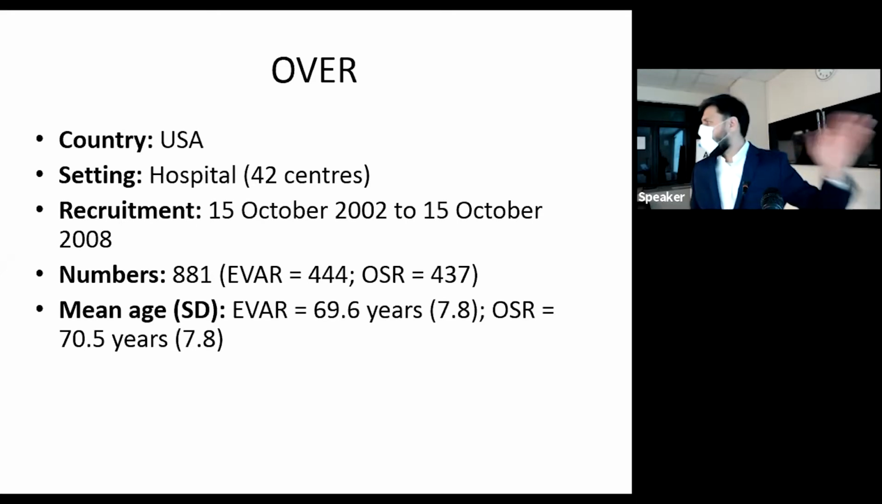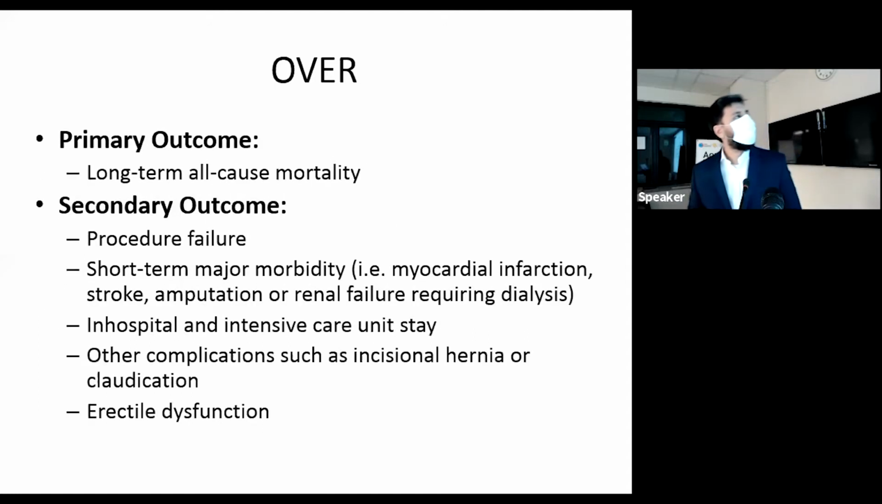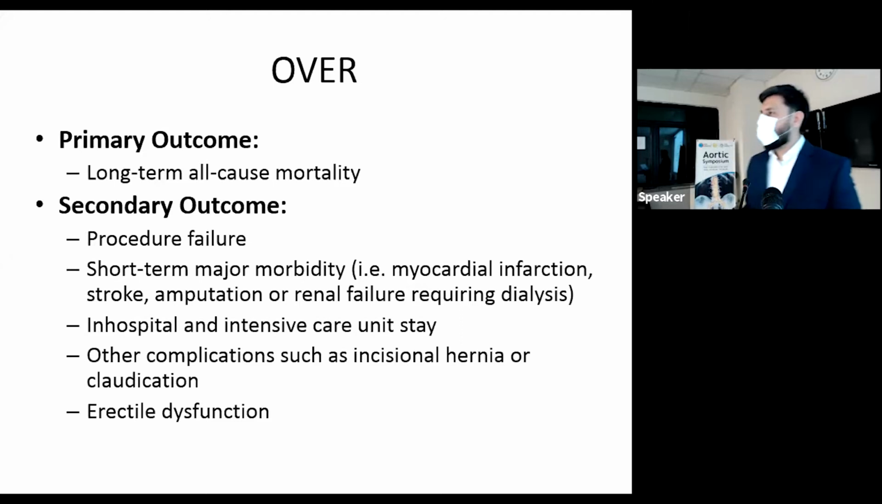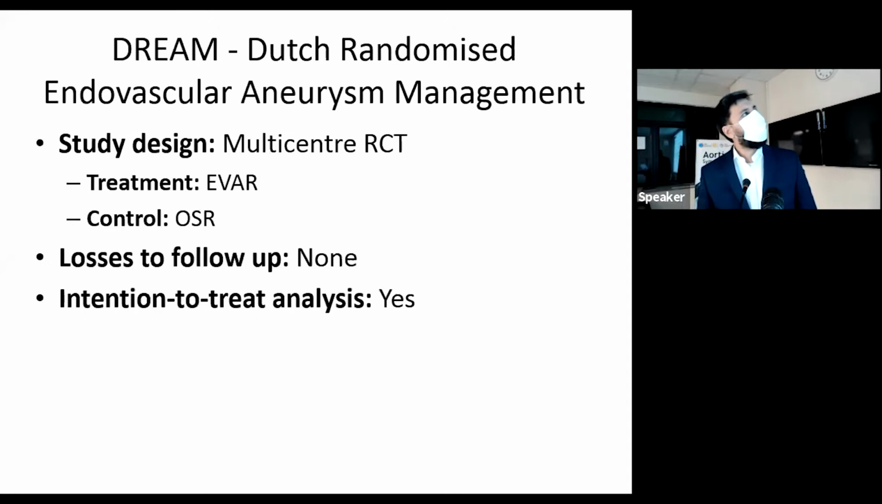So in this case, there were about 881 cases, EVAR 444, OSR 437, randomly assigned. And again, the gist is that everyone wants to look at long-term all-cause mortality, and that's what they looked at as well.